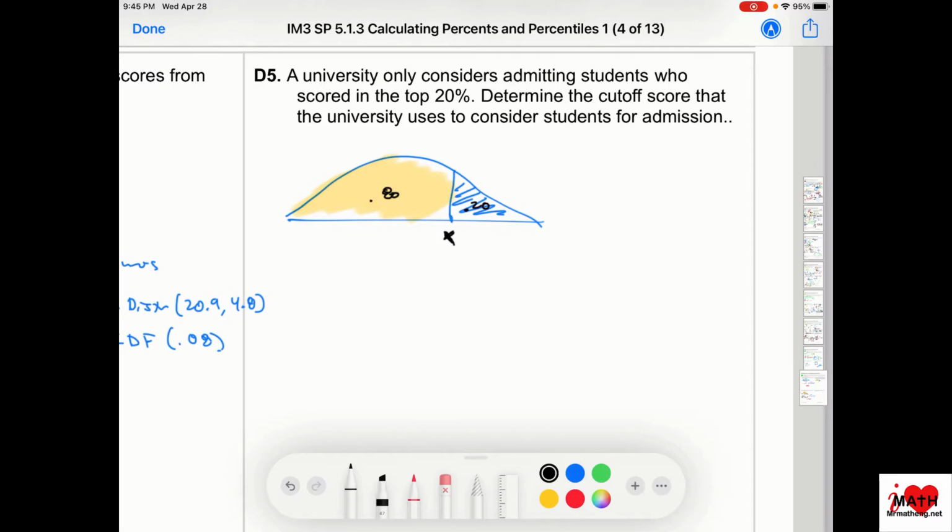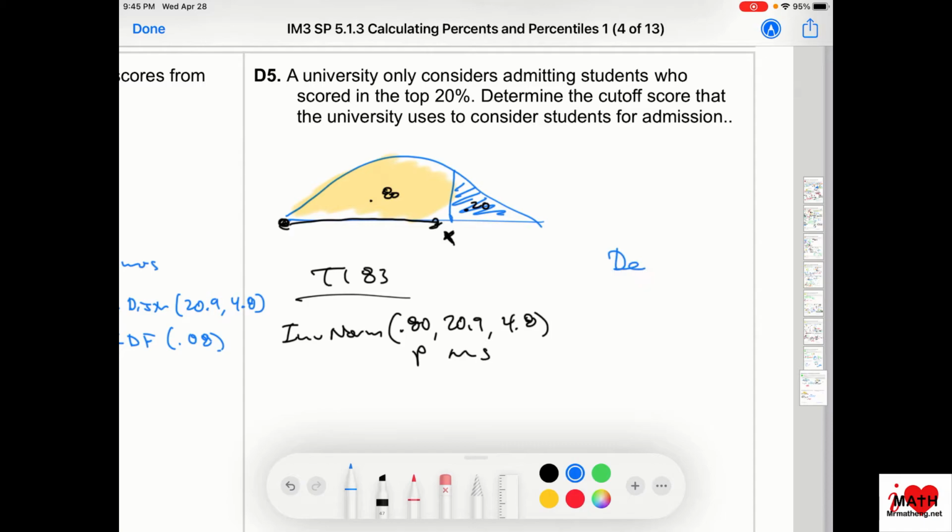Remember, in these shaded regions, the scores go from left to right. So you're not finding the 20%, you're actually finding the 80%, and it helps you find that score. On the TI-83, we're going to use the calculator command inverse norm, PMS, so 0.80. Again, you're not using the 20. The mean they gave us at the very beginning was 20.9 and a standard deviation of 4.8.